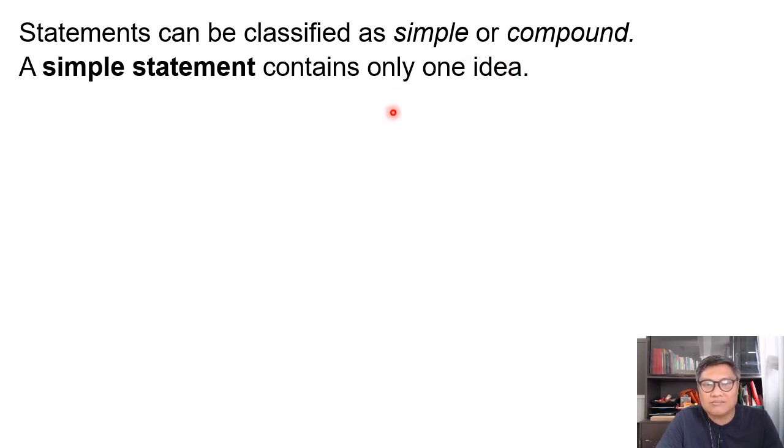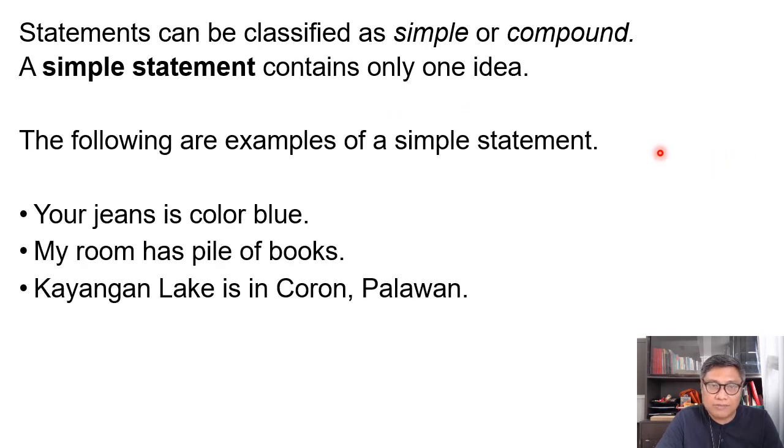A simple statement contains only one idea. It means that when you read the statement, it only conveys one idea. For example, your jeans is color blue. This is only talking about your jeans, whether it is color blue. You can verify this one, whether it is true or not. If you are really wearing jeans, then you can verify whether it is blue or not.